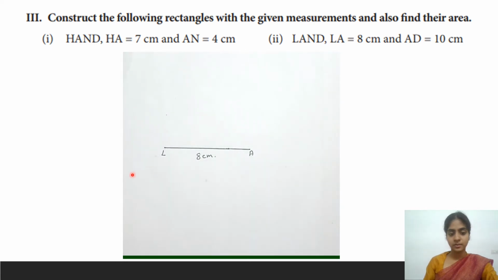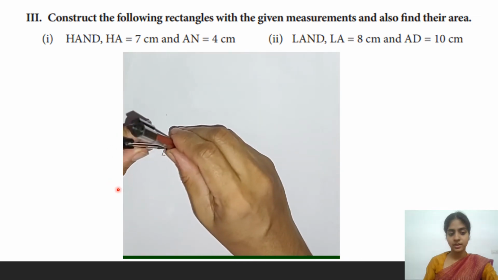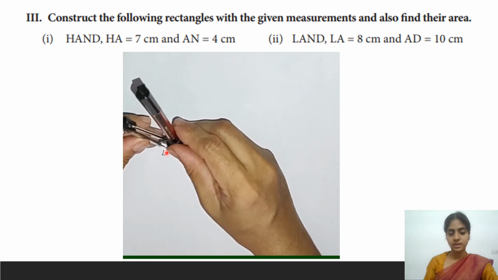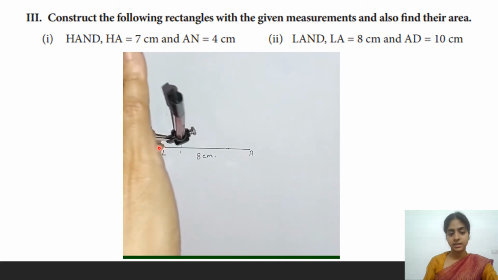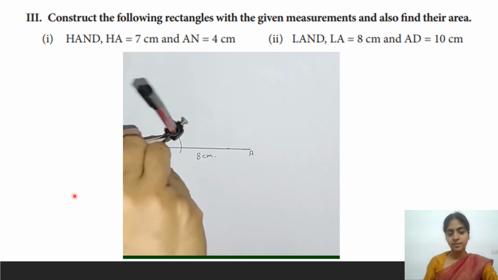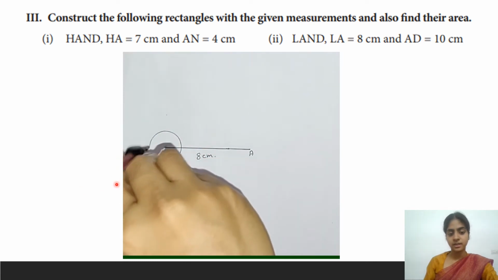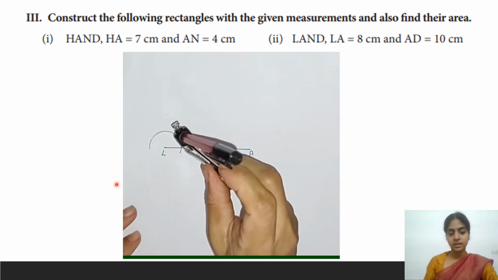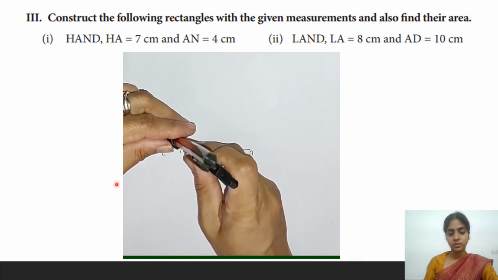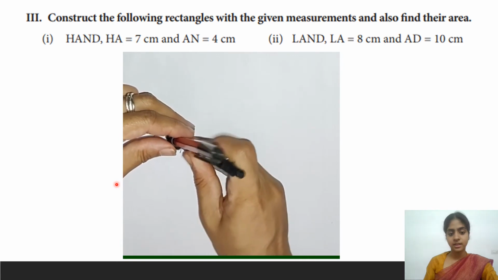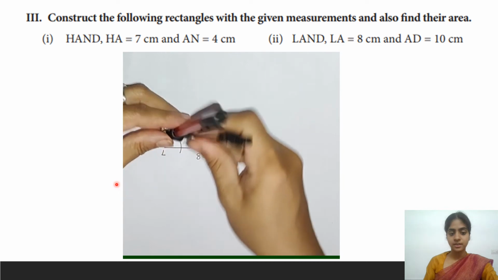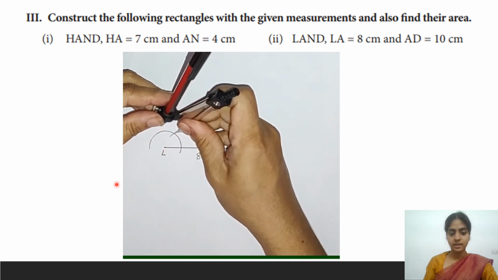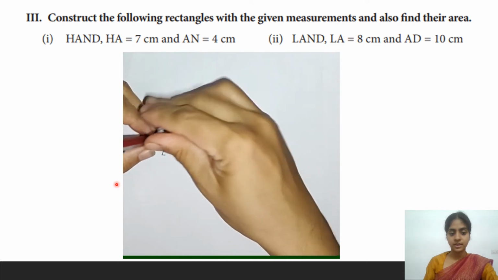And then we draw a semicircle using a compass. The measurement of the compass does not matter, but we are not supposed to change it in between. Place it at the correct point at L. And then after drawing the semicircle, we mark 60 degree and 120 degree. This is 60 degree. And then next is 120 degree.